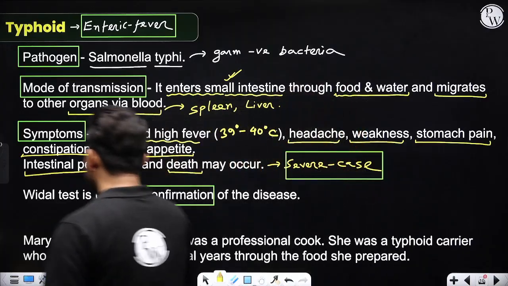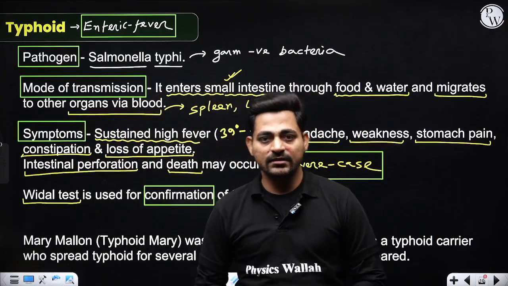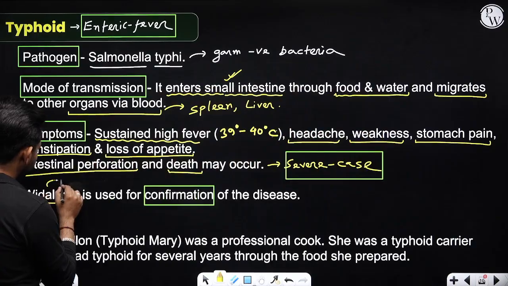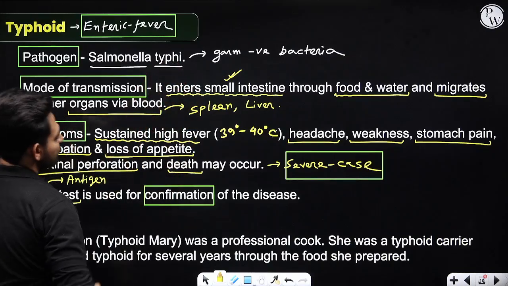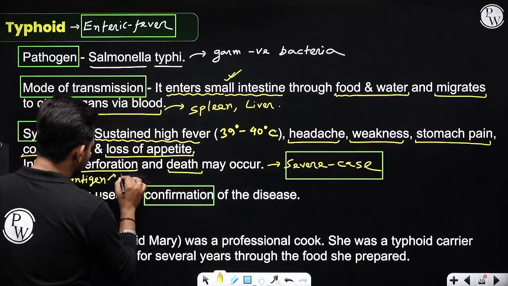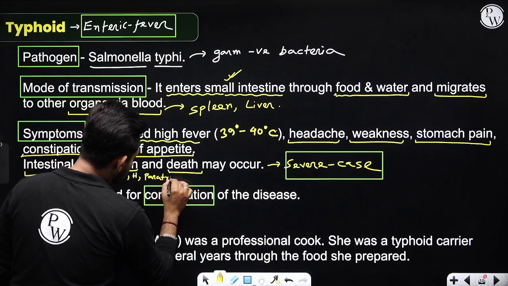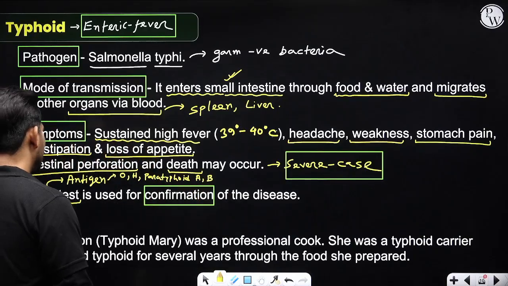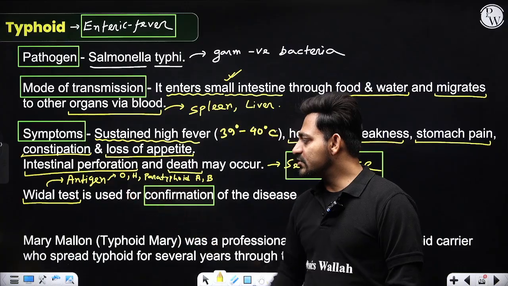You have to go for Widal test, okay, named after the scientist. Now what are they searching for while doing the Widal test? Basically they are searching for antigens. When Salmonella typhi enters, it will produce some toxins, we call them antigens. So antigens are like O antigen, H antigen, and paratyphoid antigen type A and antigen type B. So this kind of antigens are detected in our body with the help of this Widal test.